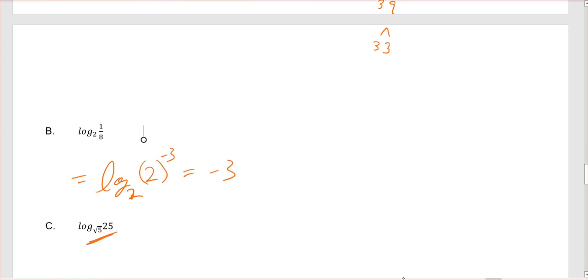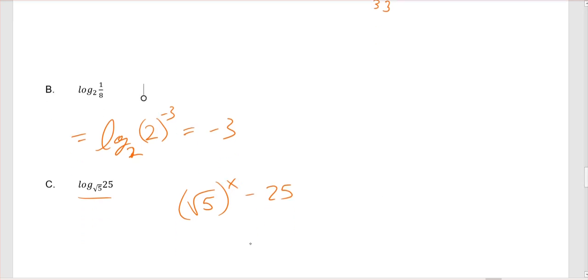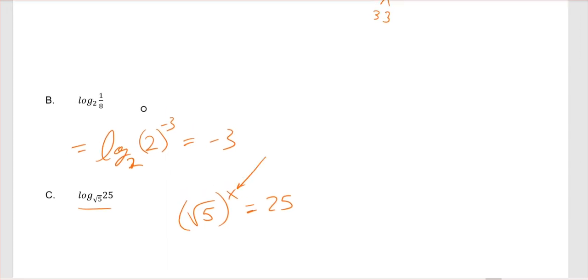Okay, so now this one's a little bit more difficult. We're going to talk about things like this in a slightly different way in the next section. But essentially what we're doing is we want the exponent that I put on square root of 5 to get to 25. Right? That should be giving me an equal sign. So we want this thing.